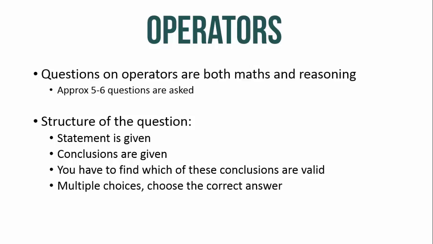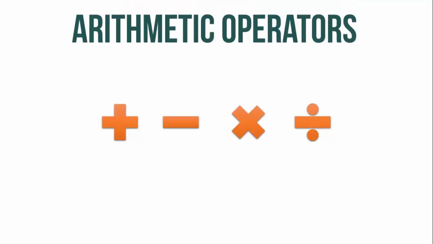There are two main kinds of operators that the IBPS asks questions on. The first is an arithmetic operator. Arithmetic operators denote an arithmetic operation. The symbols shown here signify addition, subtraction, multiplication, and division.